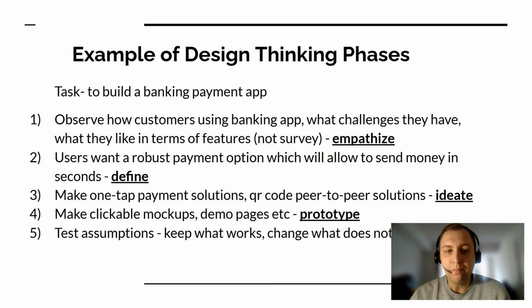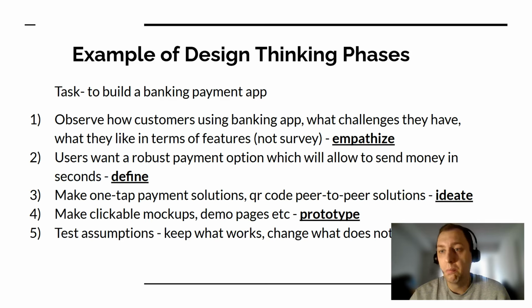On the next step, we need to define what they really want. In this case, users want a robust payment option which will allow them to send money in seconds. Again, keyword: in seconds. It means we know that they need something fast, and that's what we are going to deliver to them. The next step is we make one-tap payment solutions or QR code peer-to-peer solutions, something which is fast and allows peer-to-peer transactions.